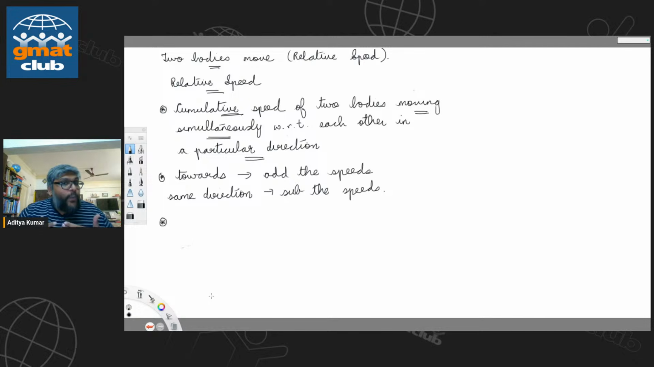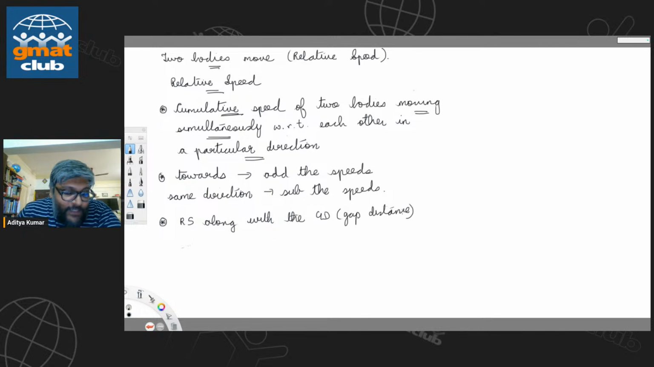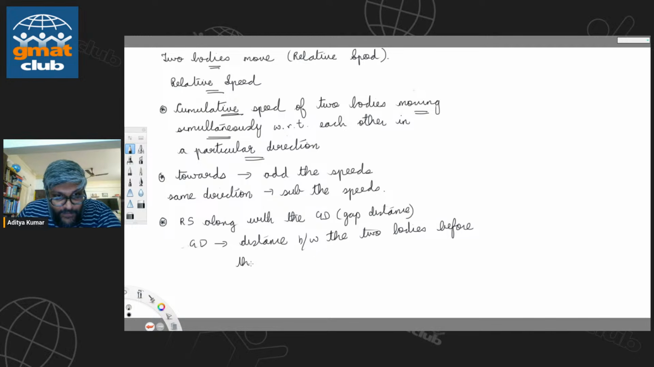One more thing you have to understand is, what does this relative speed give you? This relative speed, I'm going to call it RS, along with the gap distance. I'm going to write all of these, but I'm going to explain it visually for you to understand it better. What is this gap distance? The gap distance is the distance between the two bodies just before they start moving simultaneously with respect to each other.